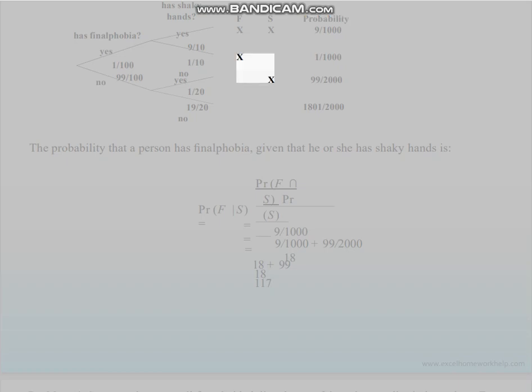The probability that a person has final phobia, given that he or she has shaky hands, is Pr[F intersect S] over Pr[S], which is 9/1000 divided by (9/1000 plus 99/2000), which equals 18 over (18 plus 99), which equals 18/117.